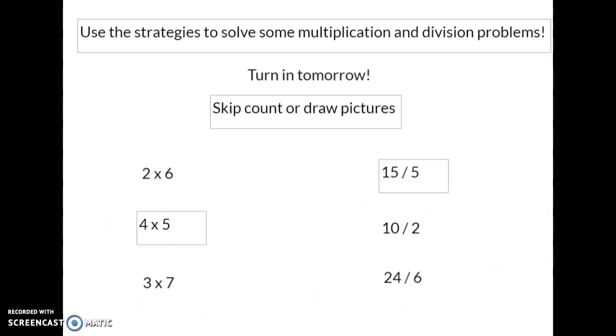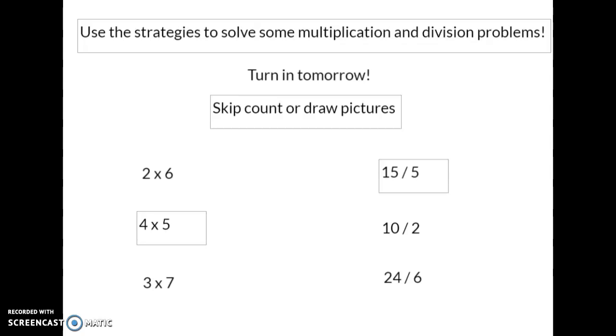You now have 6 problems to solve. Pretty easy, only 3 multiplication and 3 division. I want you to use the strategies that I just showed you to solve the multiplication and division problems. I must see work on your paper. Please do not just give me an answer. I need to see if you skip counted or you drew your pictures.